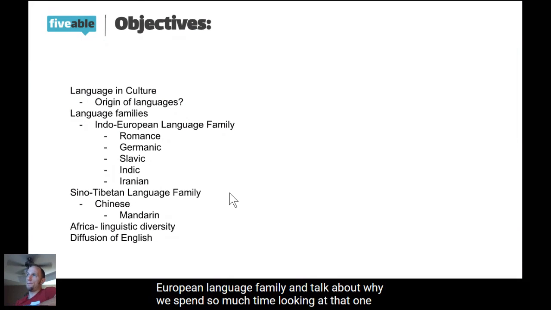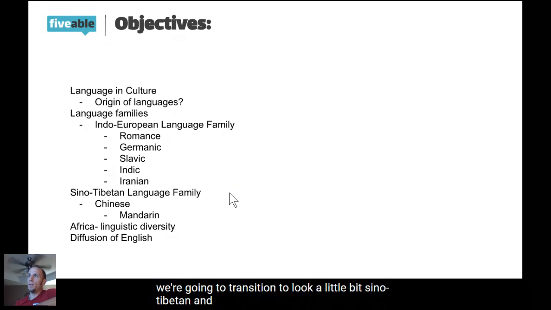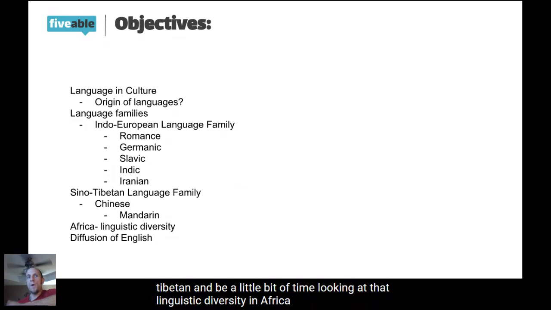Very briefly, we're going to take a look at that and maybe bring that into a discussion of language families. We're going to spend a lot of time looking at the Indo-European language family and talk about why we spend so much time looking at that one. We're going to transition and look a little bit at Sino-Tibetan and spend a little bit of time looking at the linguistic diversity in Africa and focus maybe a little bit more on other language families in doing so.